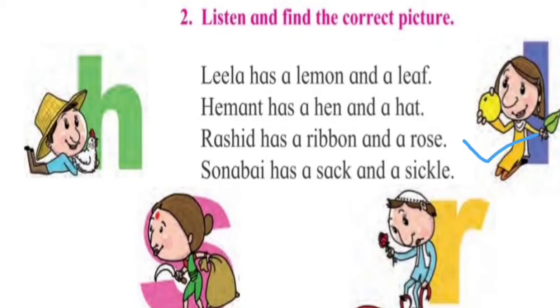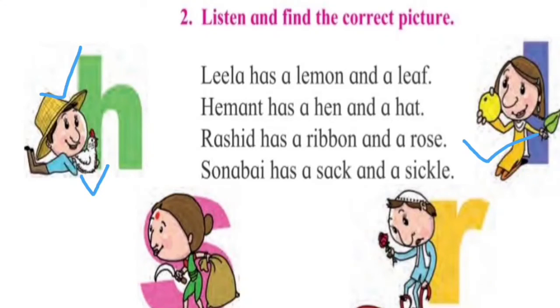Hemant has a hen and a hat. Hemant has a hen and a hat. Who is Hemant? What does he have? He has a hen and a hat. This is Hemant.